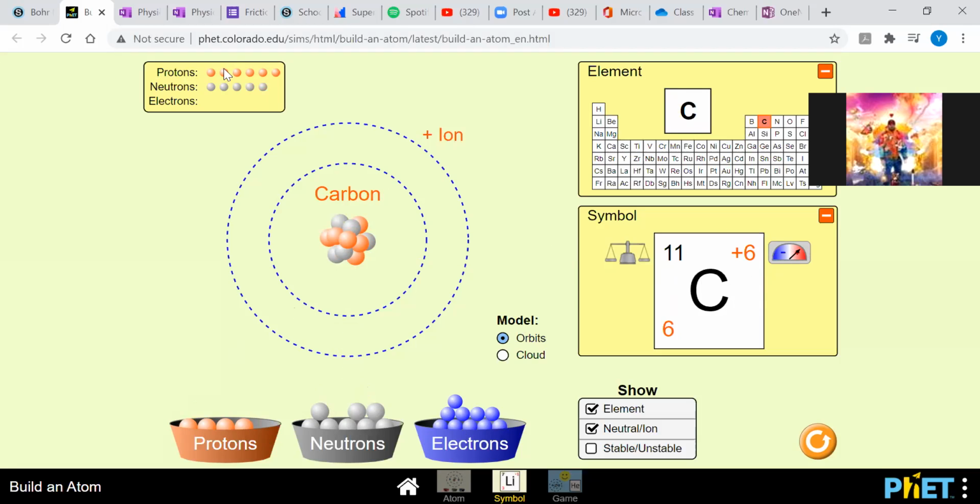So right now I've got 1, 2, 3, 4, 5, 6 protons. So if I want to make this 0, can somebody tell me how many electrons I need to add? If I want to make this number 0. 6. Let's try. 1, 2, 3, 4, 5, 6. Very nice. Okay. So this number is our charge.